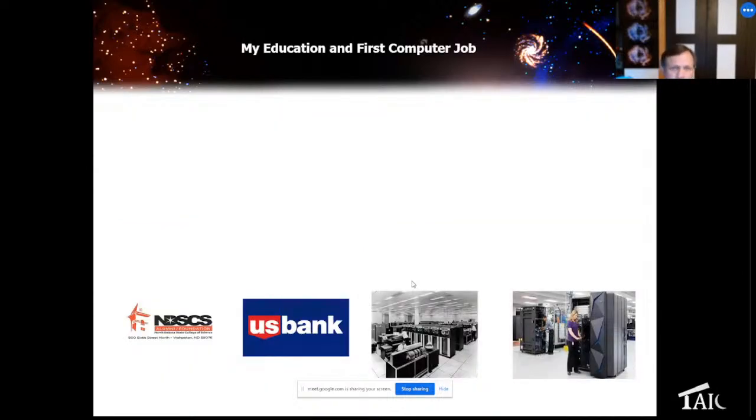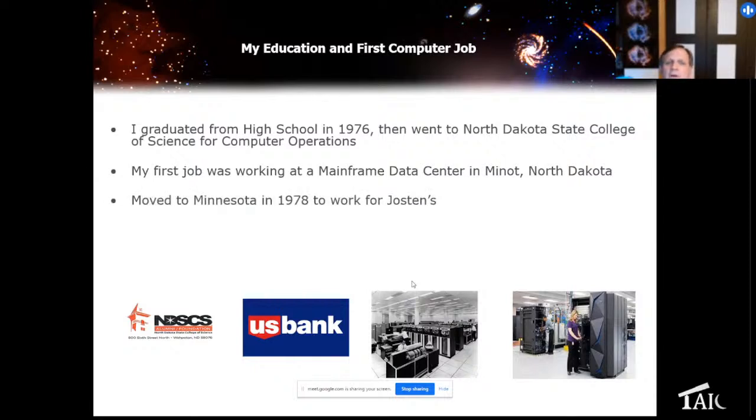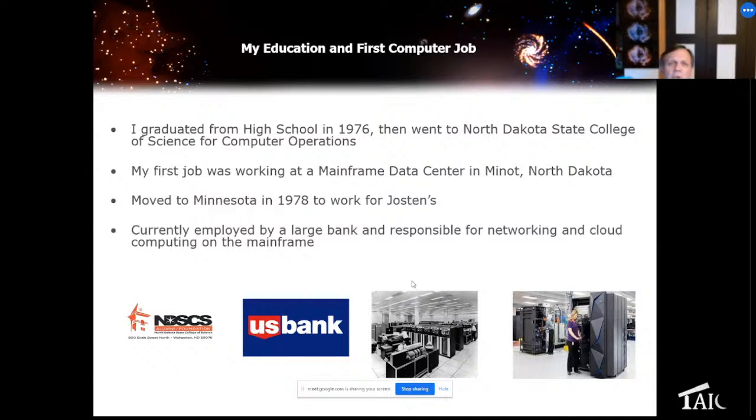My education, I graduated from high school in 1976. I went to North Dakota State College of Science for computer operations. My first job was working at a mainframe data center in Minot, North Dakota. I moved to Minnesota in 1978 to work for a company called Jostens. And if you've heard of Jostens, they're the company that makes the Super Bowl rings every year. And I'm currently employed by a large bank, and I'm responsible for networking and cloud computing on the mainframe.